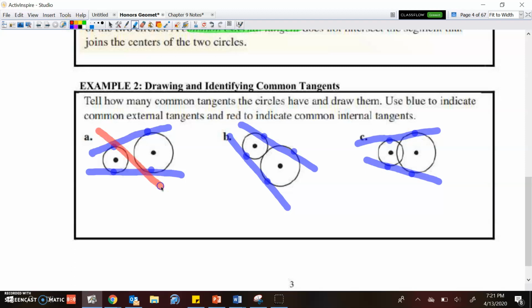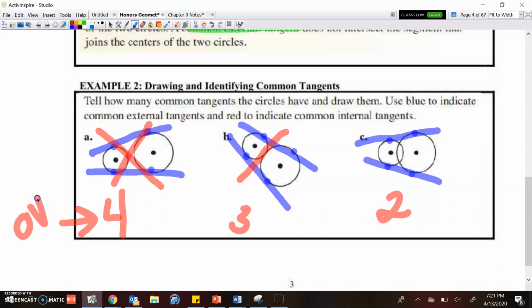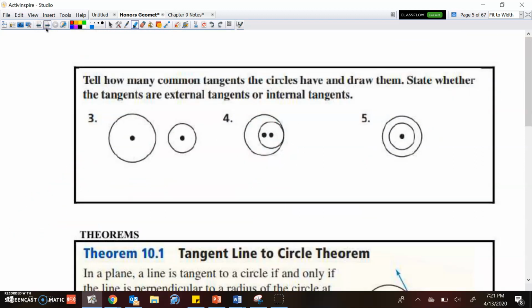This is going to have 1 and 2, giving us a total of 4 common tangents. This has 1 internal tangent right there, a total of 3 for that one, and this has no internal tangents because they're overlapping. So this only has a total of 2 common tangents. So these are my overall totals. Okay, alrighty, so moving on.